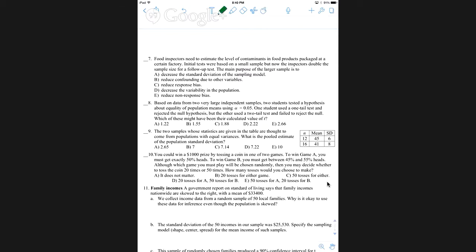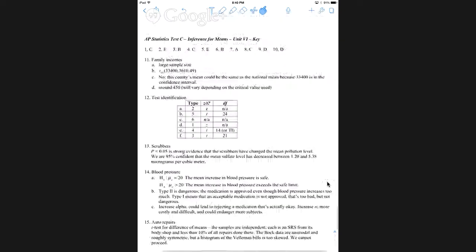So look, guys, this D is absolutely wrong, right? Decrease the variability in the population. We can't decrease the variability in the population. The population is going to have the variability that it has. We can't decrease it. We're taking a sample anyway. Bigger sample, that means we're going to shrink the variability. If we have a larger sample, the variability goes down. The measure of variability is standard deviation, which means that there's a decrease in standard deviation for the sampling distribution. So our answer here is A.